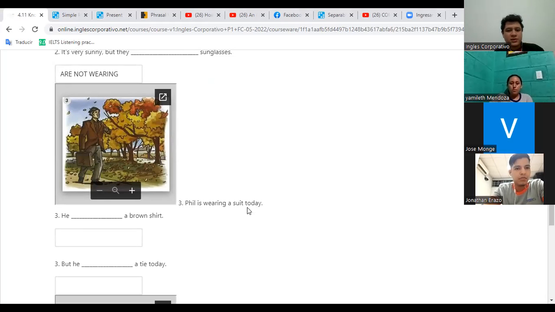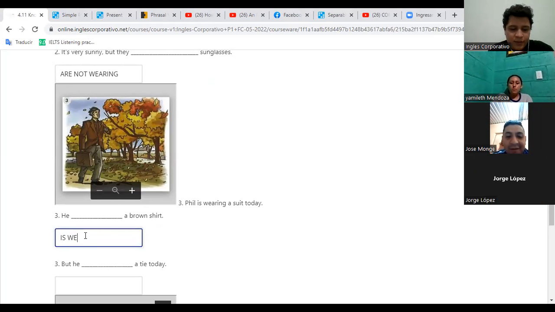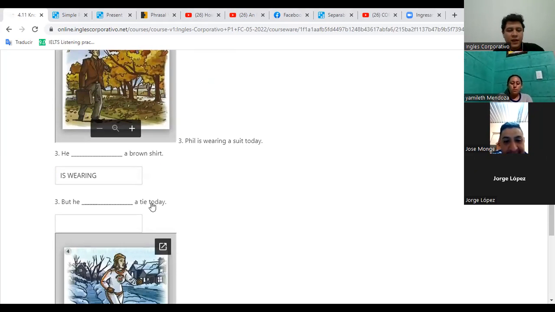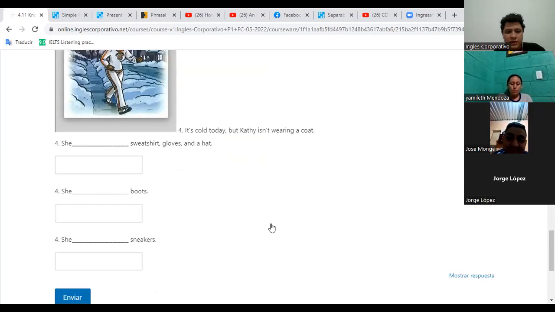Now let's see this one. Phil is wearing a suit today. He a brown shirt. What is the answer here, guys? He's wearing. Perfect. Very nice. But he a tie today. Let's see the picture. I don't see any tie. Do you see one? No, right? So he isn't wearing. Perfect. And then we have the last one here.